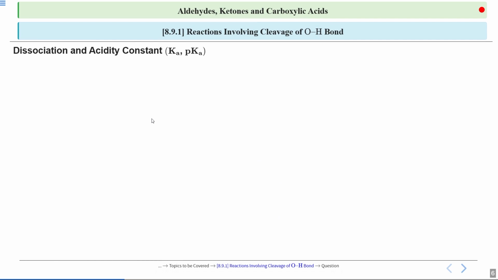Now we will start with the topic of dissociation and acidity constant. Dissociation, which is Ka, and acidity constant, which is pKa. So carboxylic acids dissociate in water. This means that they break apart into ions when dissolved. And this is also a key characteristic of acids.